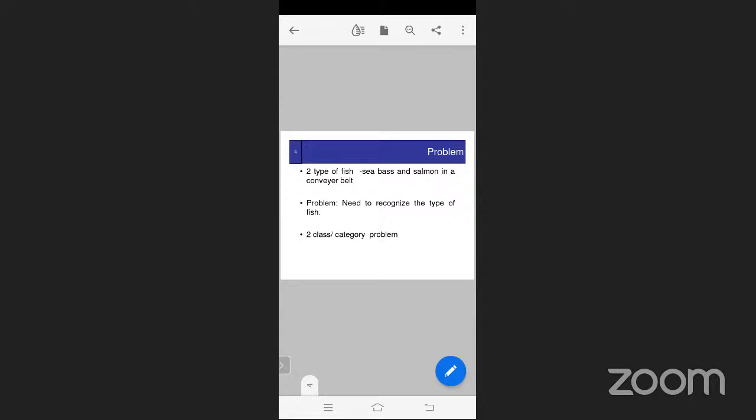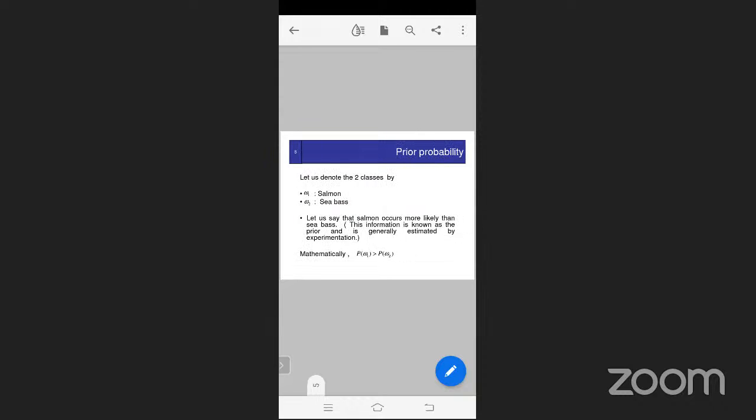Let me go back to the sea bass and salmon example. The problem, as you say, was to recognize the types of fish, and the category was a 2-class category problem. Let me change this example a bit and then come back to sea bass and salmon.